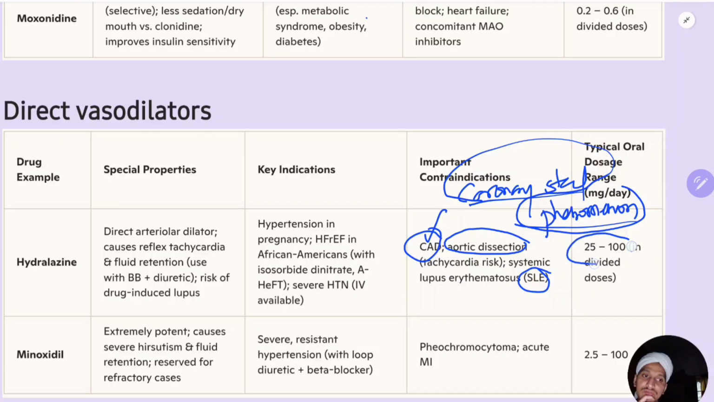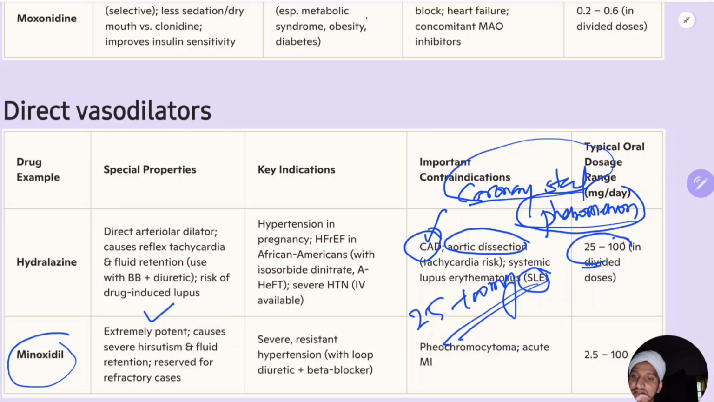Dosage is 25 to 100 mg in divided doses. Not commonly used. Minoxidil is extremely potent, causes severe hirsutism, excessive body hair growth, and fluid retention. Reserved for refractory cases. Minoxidil is reserved for refractory cases.